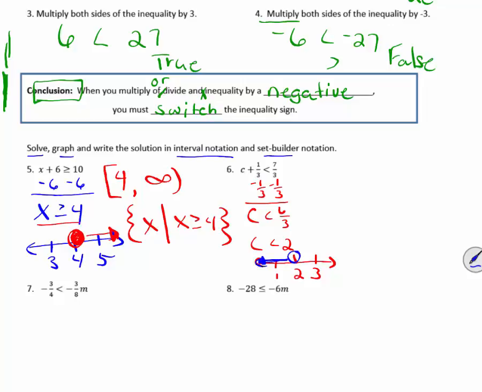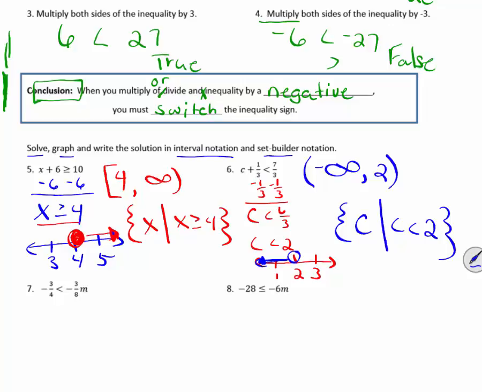So in my interval notation, I'm going from negative infinity to 2. Well, infinities always get soft. This is not colored in, so it also gets soft, or the curved ones. In set builder notation, we have all c, change the variable here, such that, and then I fill in the problem, or the answer, I should say. C is less than 2.